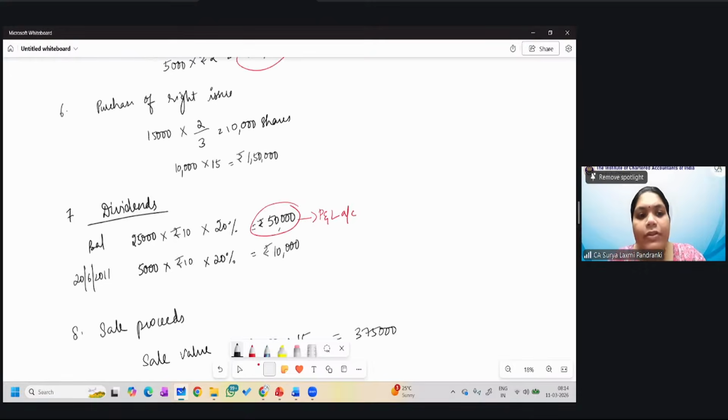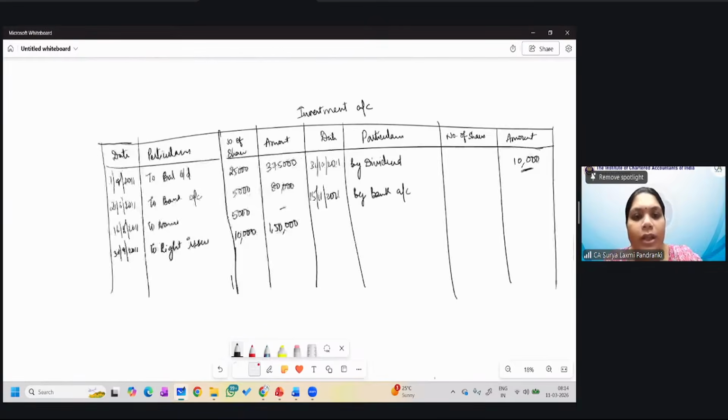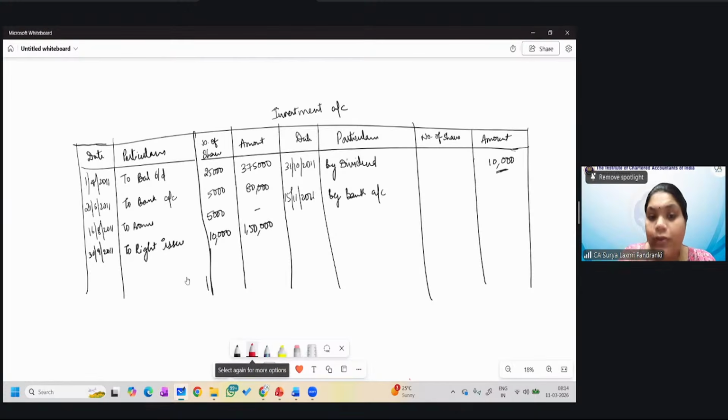This 3,75,000 is not the sale value. I'm talking about these values. Can you see? That's why I showed the table. 3,75,000, 80,000. I took the total cost of all the investments that we have made till date. I'm not taking 3,75,000 from the sale value. Are you clear now? Okay, ma'am.